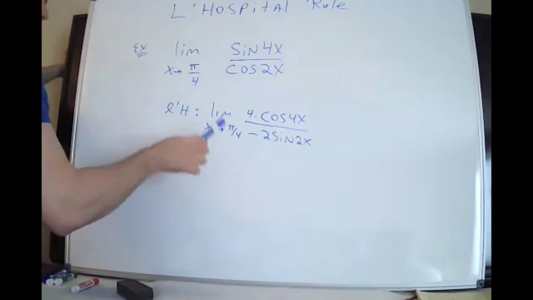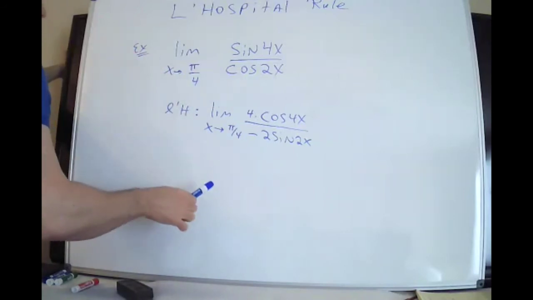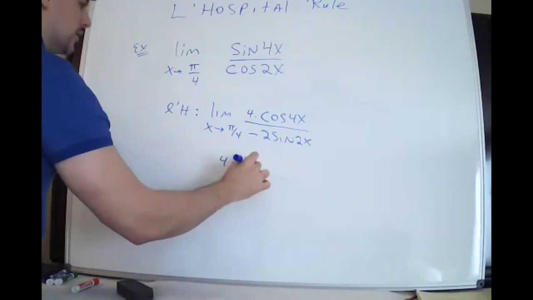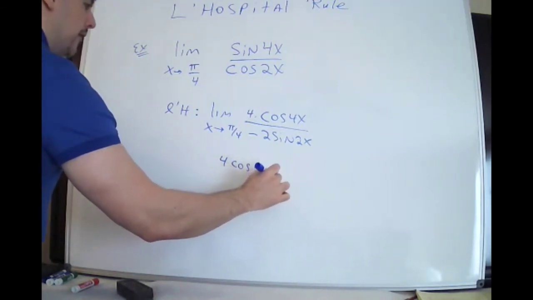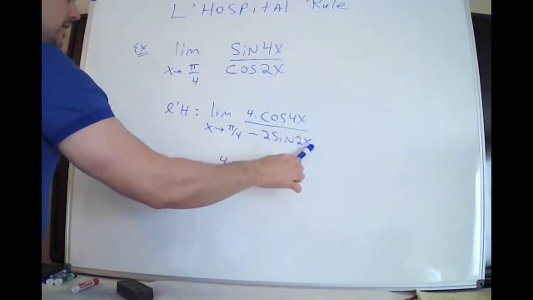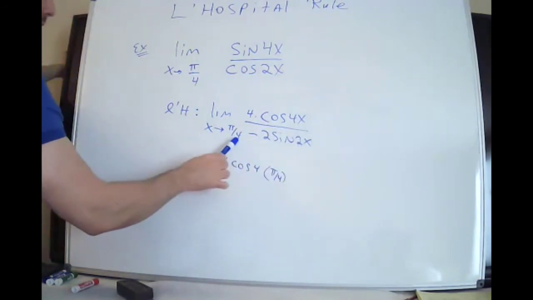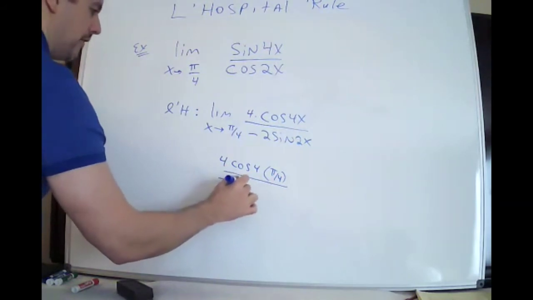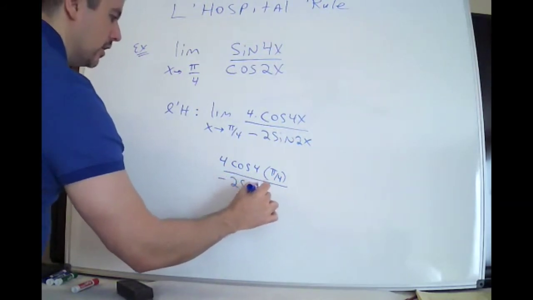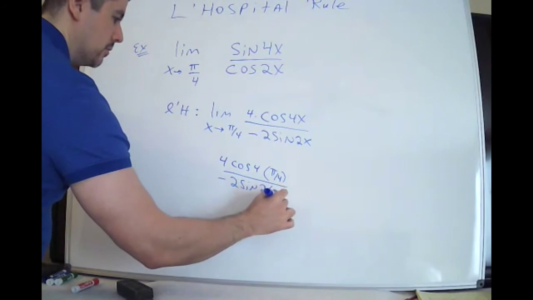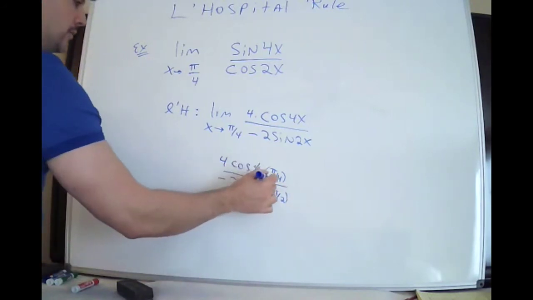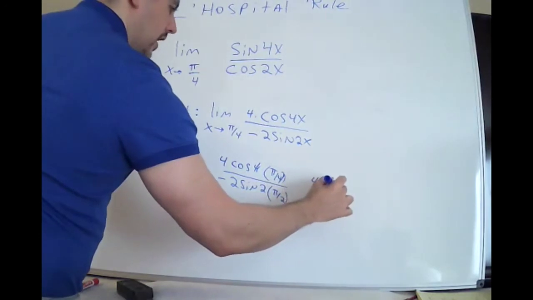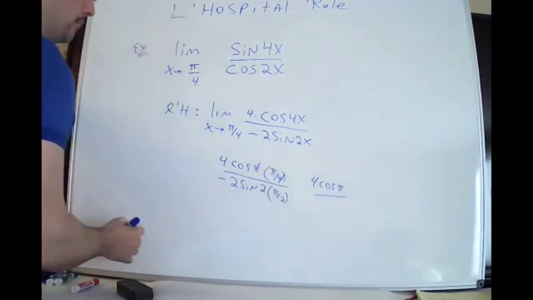Now you're going to plug in again, and this time keep your fingers crossed. So now you're going to have 4 cosine 4 pi over 4. Wherever you see x, put pi over 4. And just relax. You have your list of values, so you shouldn't be freaking out. Same as before, those 4's cross out. You get 4 cosine pi on top.